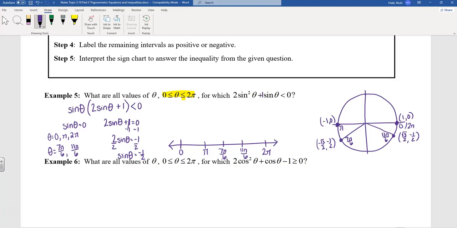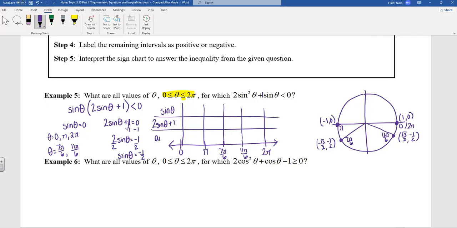So the zeros go on the bottom of the chart, and then the factors, sine of theta and 2 sine theta plus 1, go on the side. So sine of theta and 2 sine theta plus 1. Make us a little chart here. Our answers here.